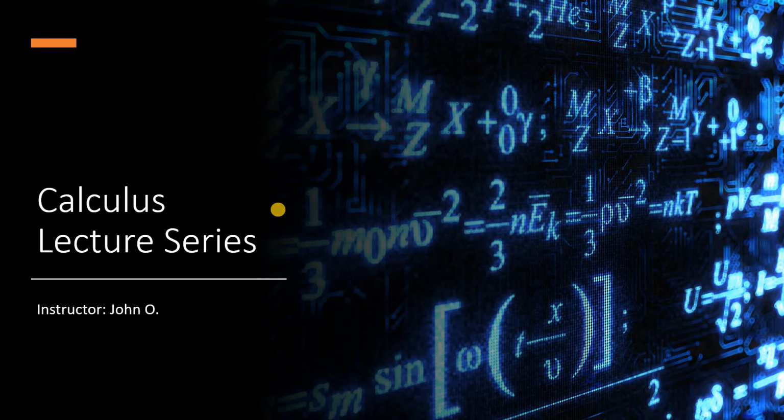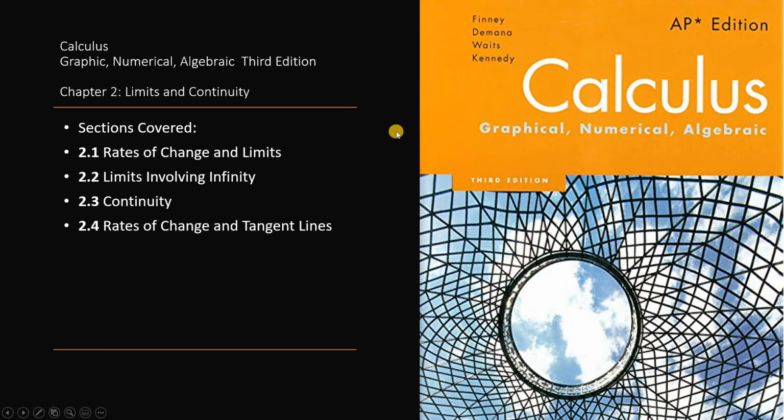Welcome to the second video of my 10-part lecture series on calculus. Today we will be covering Chapter 2, dealing with limits and continuity, from the textbook Calculus, Graphical, Numerical, and Algebraic, 3rd edition. The sections we're going to be talking about today are rates of change and limits, limits involving infinity, continuity, and finally rates of change and tangent lines. So 4 sections in total today.